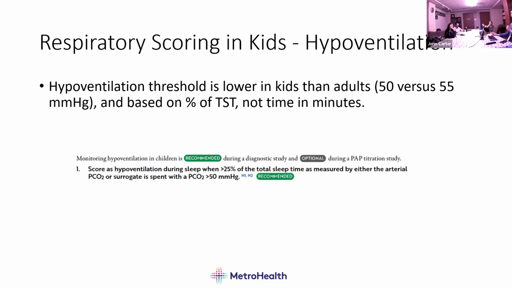In kids, the target is 50, so forget 55, and it's percentage based. It's 25%. Why can't we just be consistent? But that's what it is. Essentially, we have a lower threshold for diagnosing hypoventilation in kids.